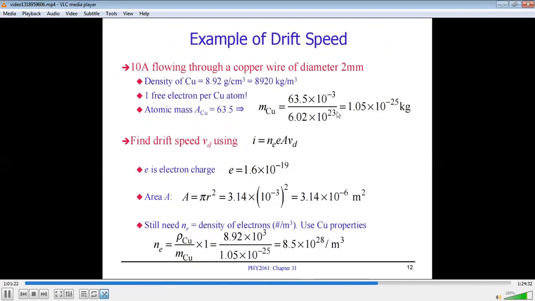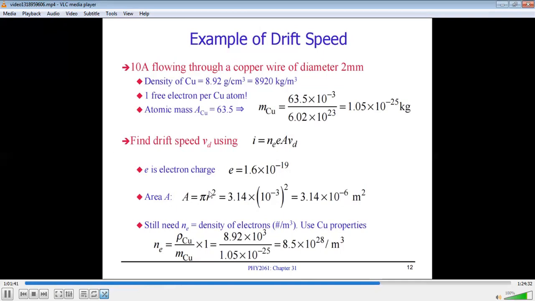The number will be 6.02 times 10 to the power 23. This is the Avogadro number of copper atoms. So to find the drift velocity vd, I equals nevdA. This is the formula for finding electric current using drift velocity.